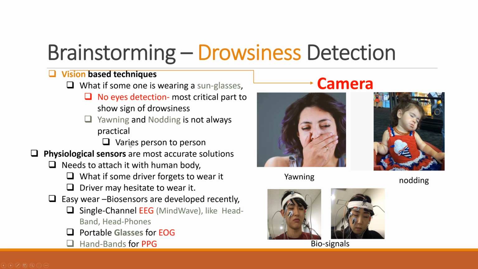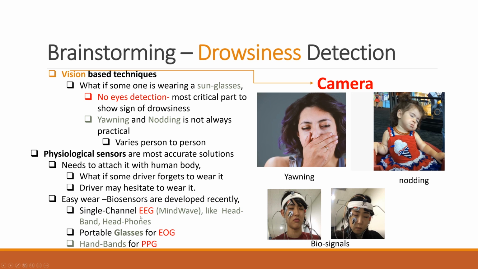But we do have other techniques, like, rather than vision based, we have physiological sensors. By physiological sensors I mean biosignals, right? For example, we can have a brain signal, and using the brain signal we can also do early detection of drowsiness, to see if the driver is drowsy or not.